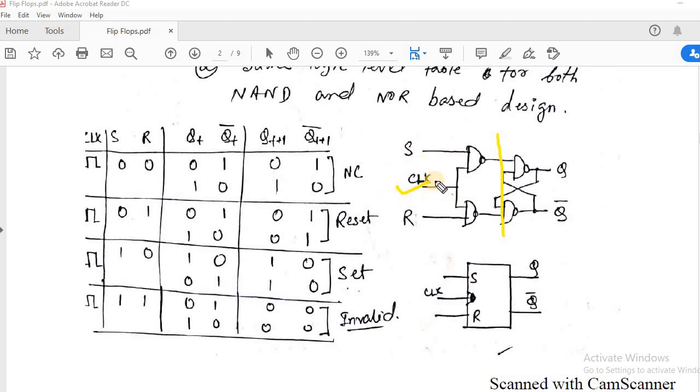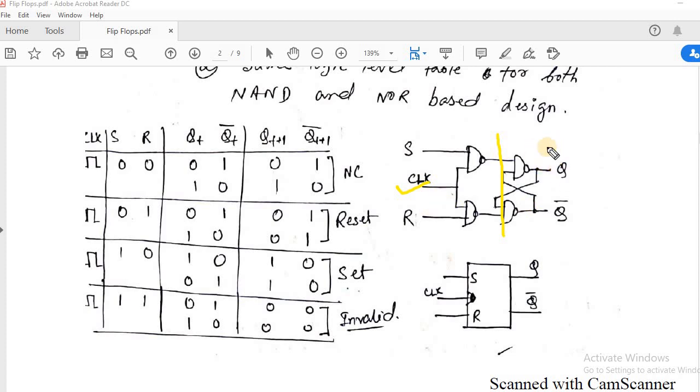If the clock is high, then the output will change according to input. Otherwise, if the clock is low, then the output will not change. Even if we change S and R, the output will not change if the clock is low. So the clock acts as a control circuit and the whole operation becomes synchronous. Means the output will change according to the clock. The change of output will synchronize with the change of clock.